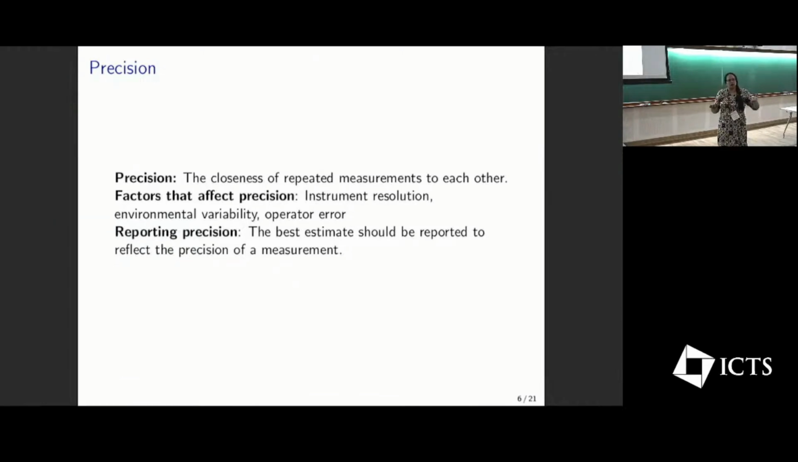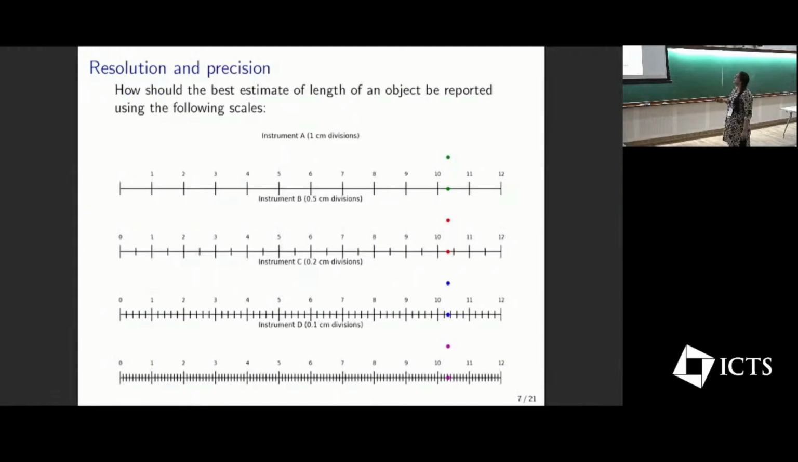You might have taken 1,000 readings and divided by 1,000, okay? That doesn't mean that the precision becomes 0.001, right? So it should reflect the precision of the instrument, okay? So let's just do a little exercise. I have these 4 different kinds of scales, and I have an object of the same length being measured by all of these 4 scales.